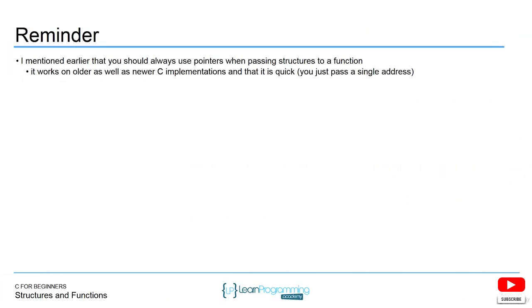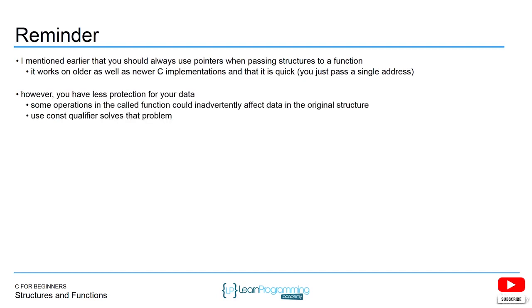Couple reminders. I mentioned earlier that you should always use pointers when passing structures to a function. Why? Because remember, older versions of C did not allow structures to be passed, but they do allow pointers. So you can avoid any kind of backward compatibility issue. If you're using an older version of C, your program is going to work. So just passing in that single address is also more efficient because of time copying.